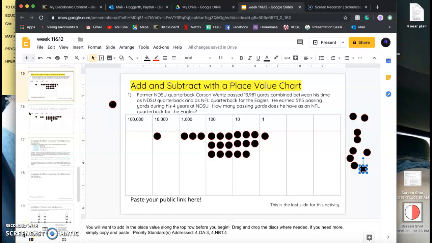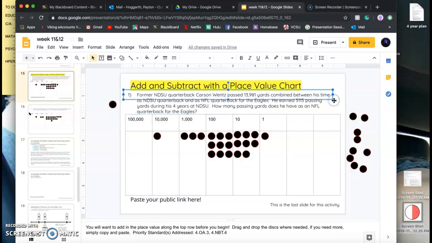To use addition and subtraction with a place value chart, you'll first get a chart. In that chart on the top, depending on how big the number is, you'll want to set out ones, tens, hundreds, thousands, 10,000s, 100,000s, millions, however big the number is. So for this question, I just did 100,000s, 10,000s, 1,000s, 100s, tens, and ones.